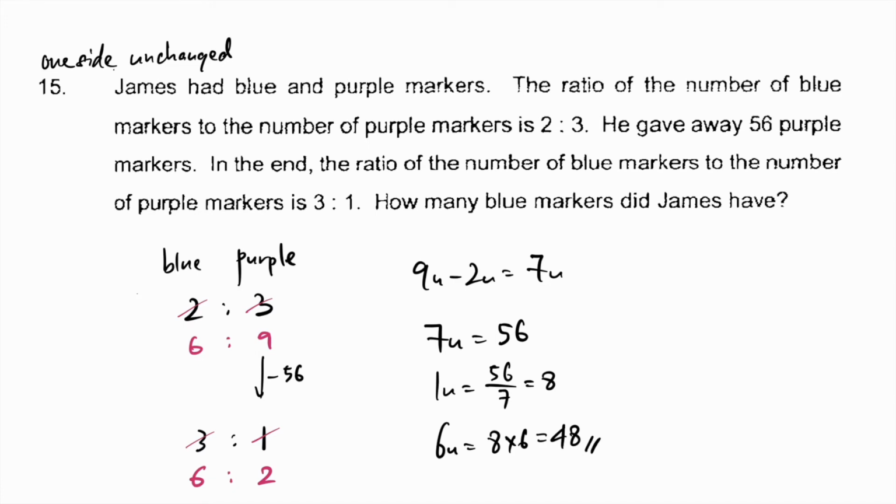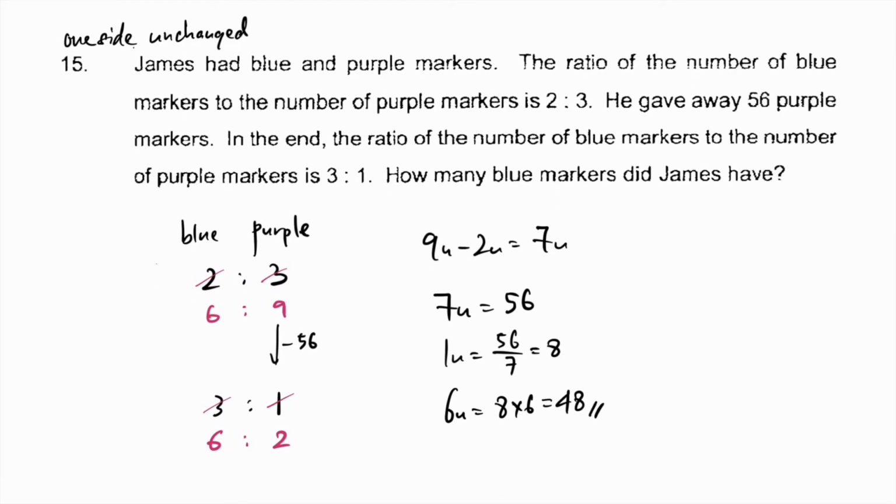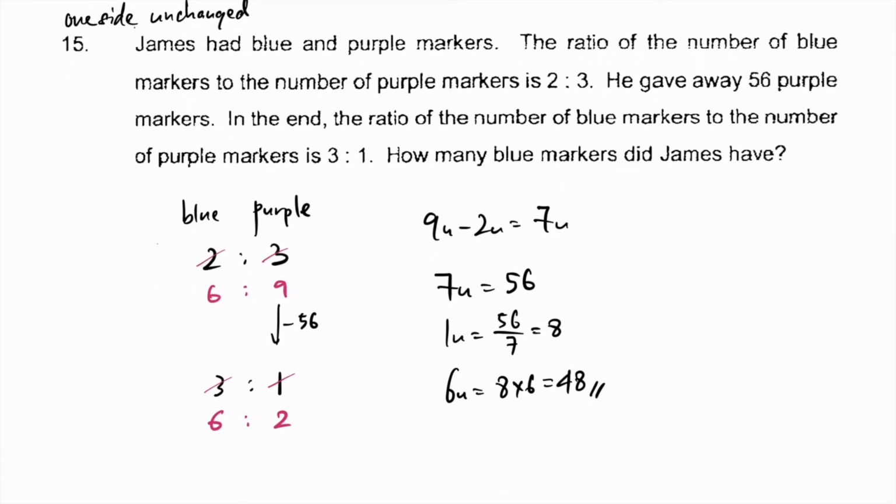One side unchanged. James had blue and purple. The number of blues to purple was 2:3 at first in the black ink. He gave away 56 as shown here. In the end, the ratio of B to P is 3:1.